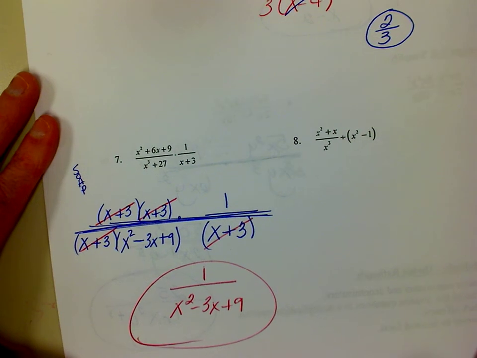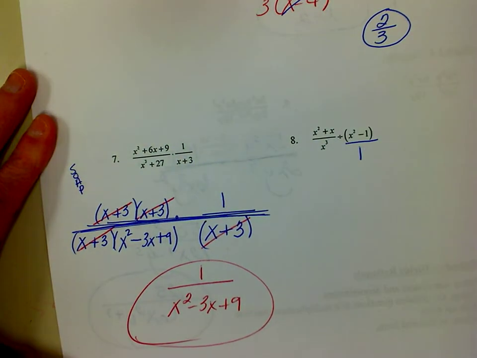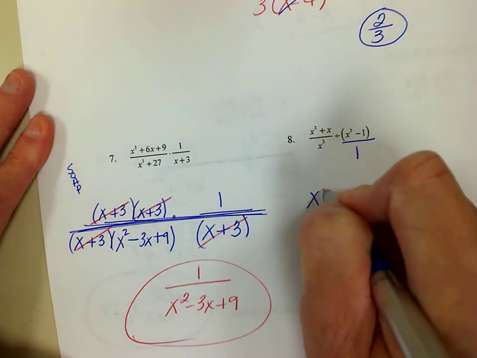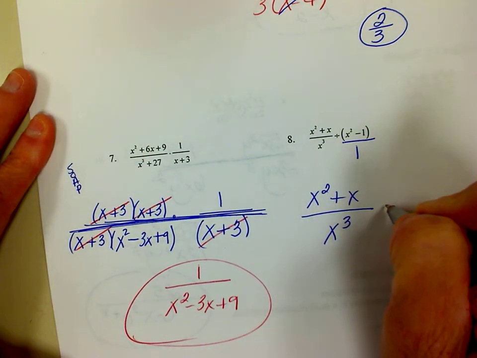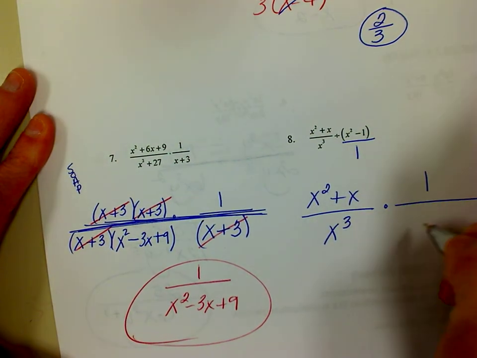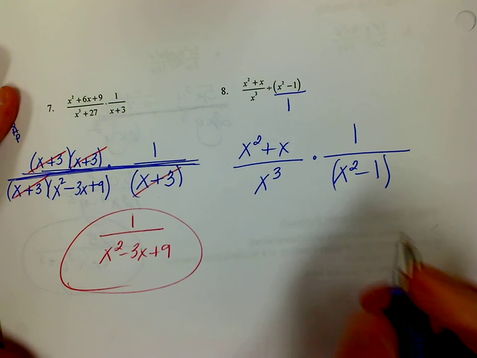Okay, number 8. So this time it's division. This is technically over 1 to start off with. But first I want to make this multiplication. So my first fraction stays the same, and we're going to multiply by the reciprocal. Okay, once I make it multiplication, now I'm going to factor.